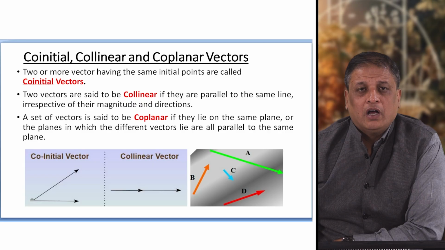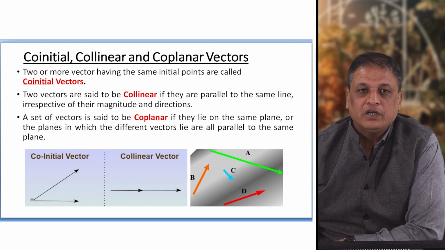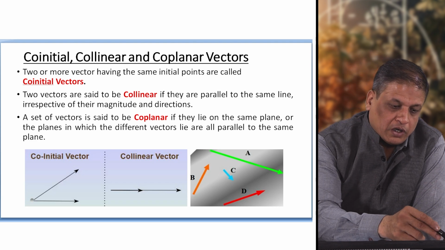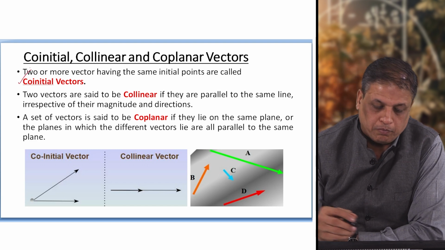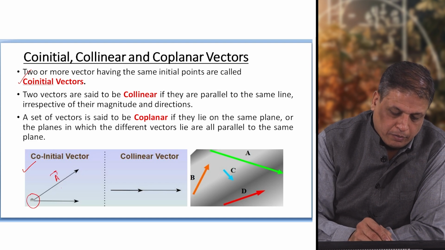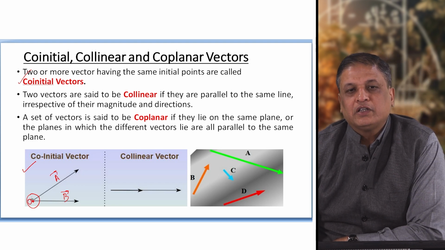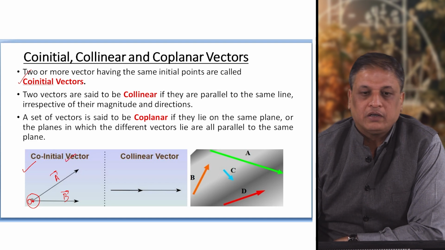To begin the session, firstly we need to understand a few more concepts. There are co-initial vectors, collinear vectors, and coplanar vectors. What are co-initial vectors? Two or more vectors having the same initial point. In this figure, both vector A and vector B are starting from the point O, so both have the initial point O. That is why vector A and vector B are co-initial vectors.